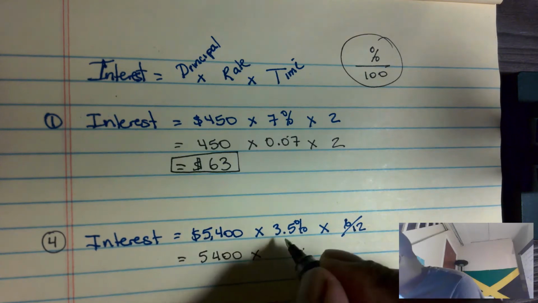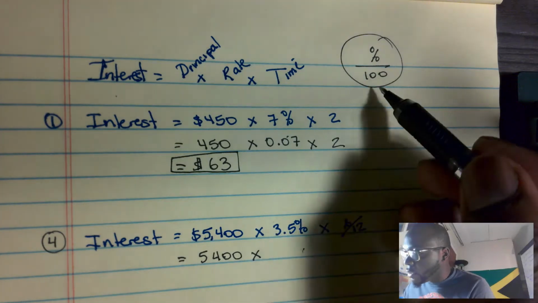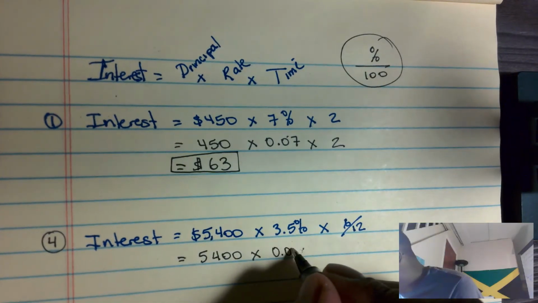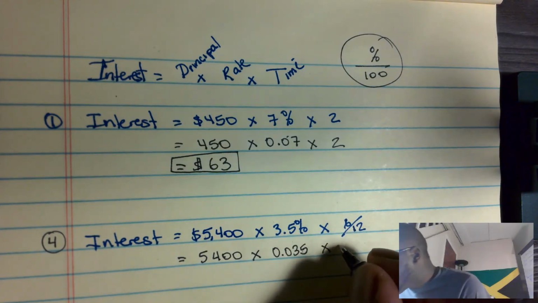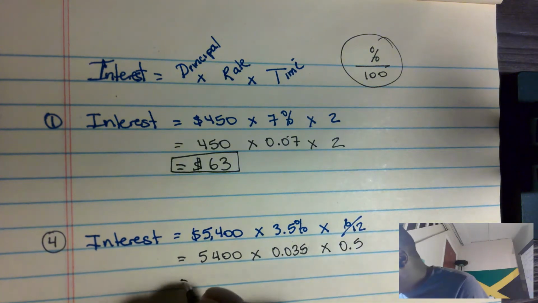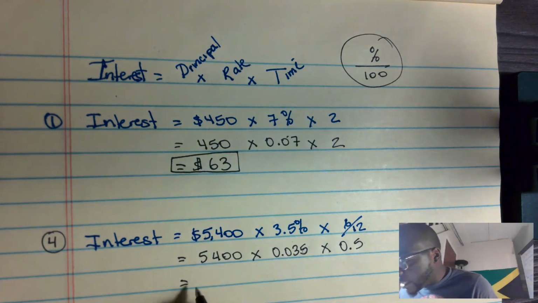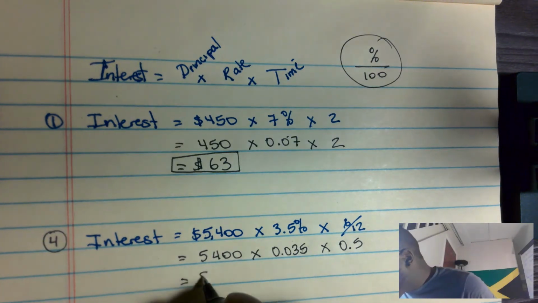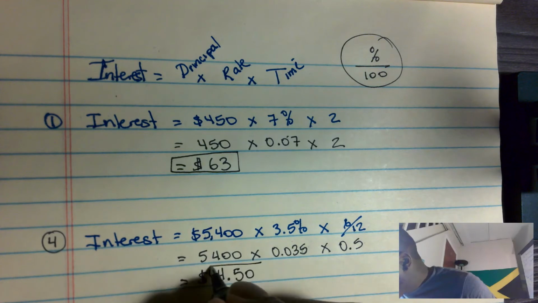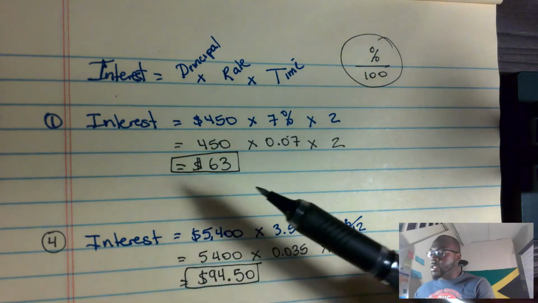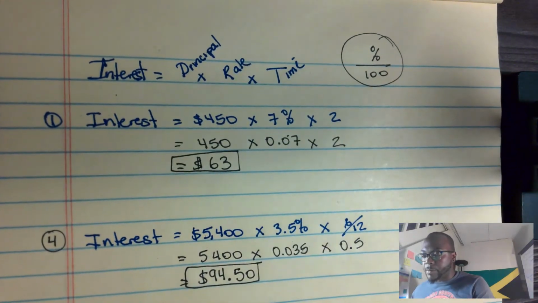So again, 5,400 times, I'm going to change this to a decimal: whatever this is divided by 100, so this is 0.035. And 6 divided by 12, I'm going to get 0.5. If I plug this in my calculator, it gives me $94.50. As you can see, this is how I want you to show your work for every single problem. I want you to show your work.